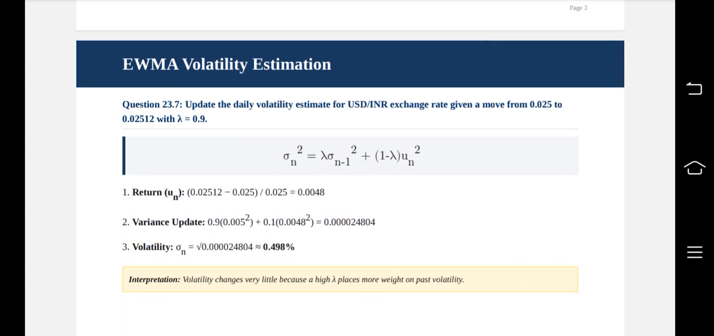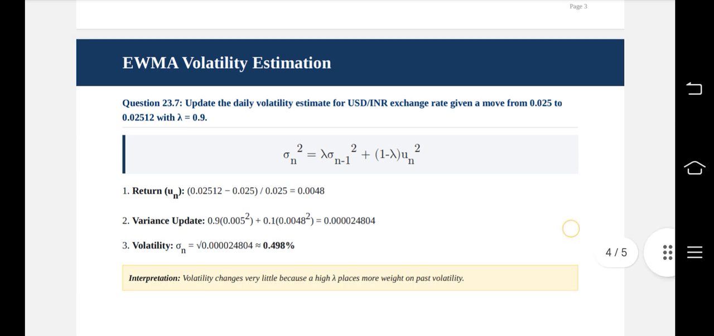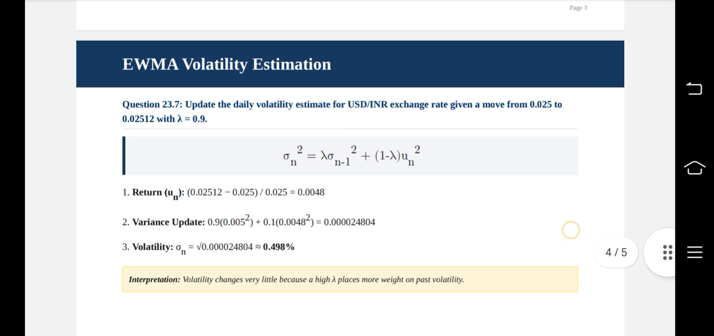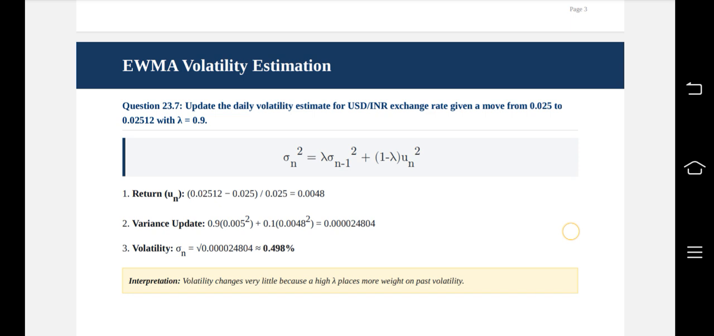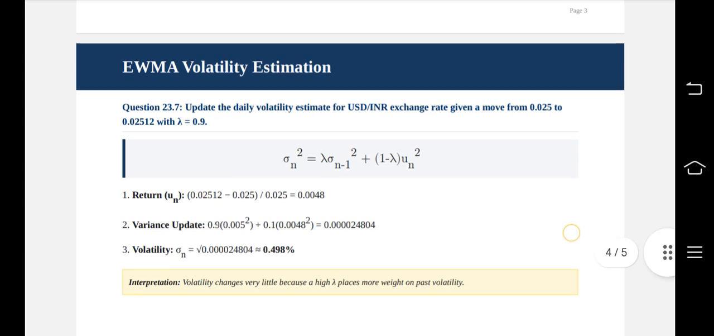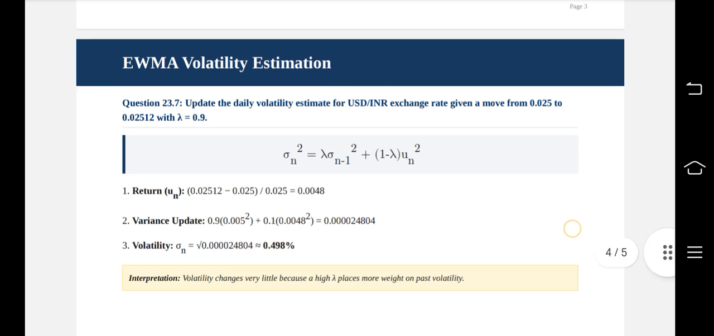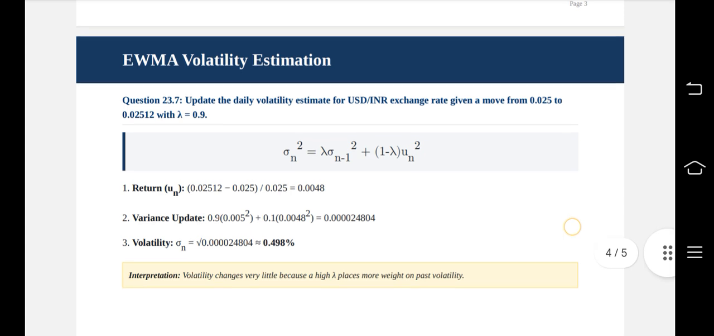Now let's apply this concept to volatility estimation. In question 23.7, we update the daily volatility for the USD exchange rate using the EWMA model. With a decay factor lambda of 0.9, we first calculate the daily return u_n, and we find the result is 0.0048.